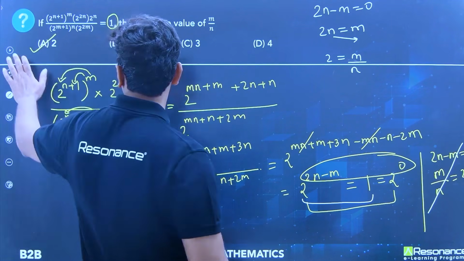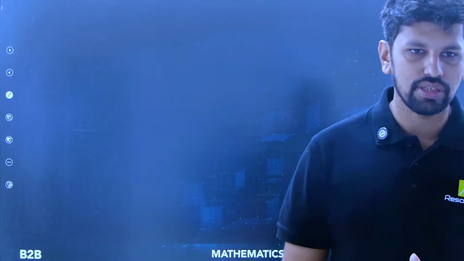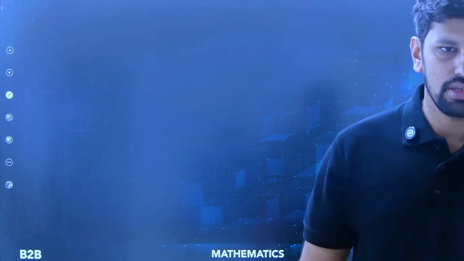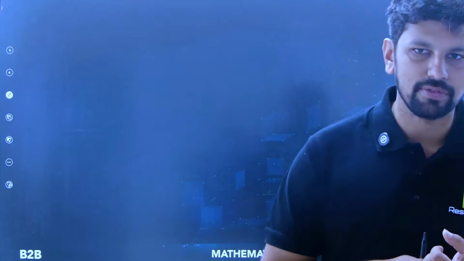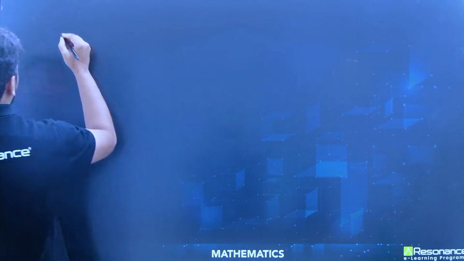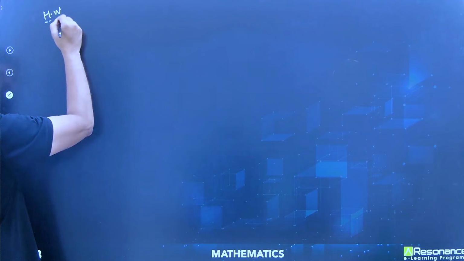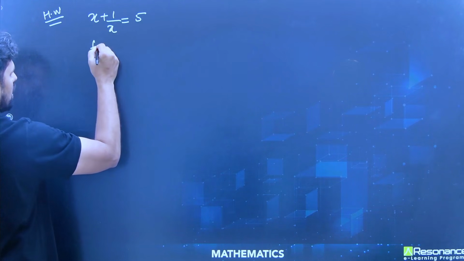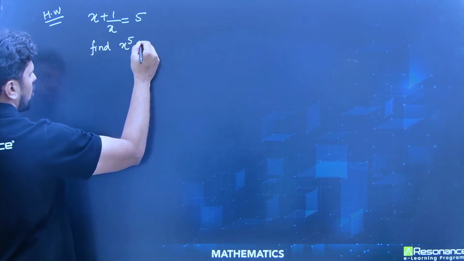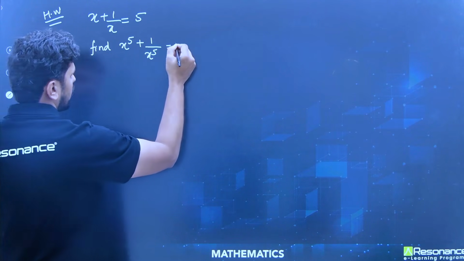Okay, let's move to our homework question now. So that was a very interesting question. Okay, so what was the question? You got the answer as 2525. So x plus 1 upon x, I have given how much? x plus 1 upon x was given as 5. Very good. I was checking whether you remember or not. So the homework question was x plus 1 upon x is given as 5. I have written: find x to the power 5 plus 1 upon x to the power 5.